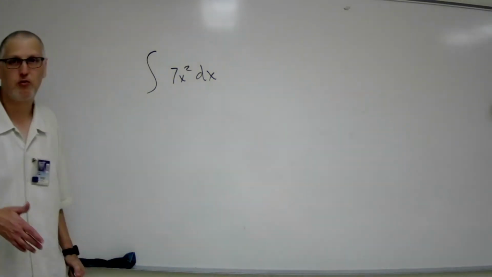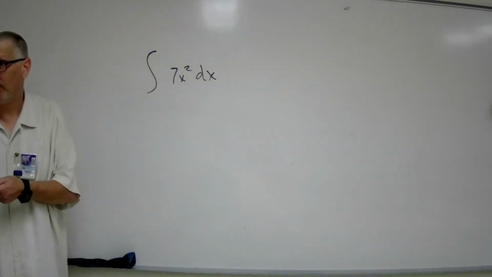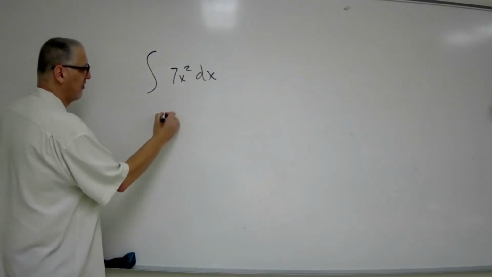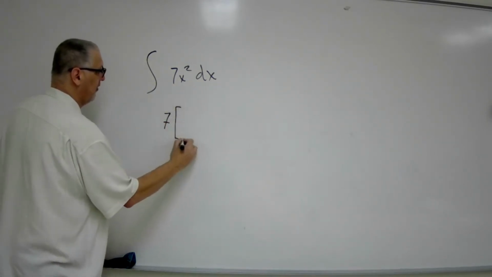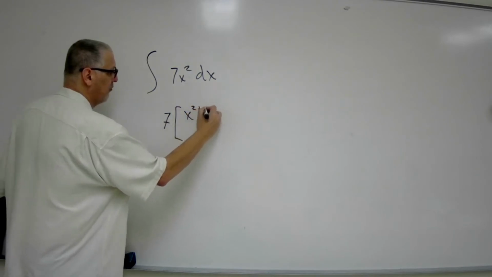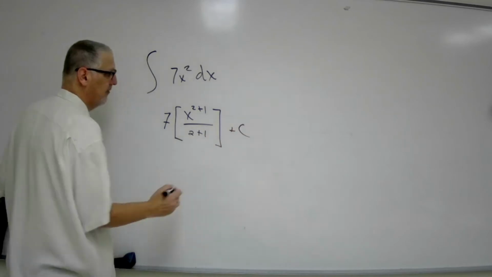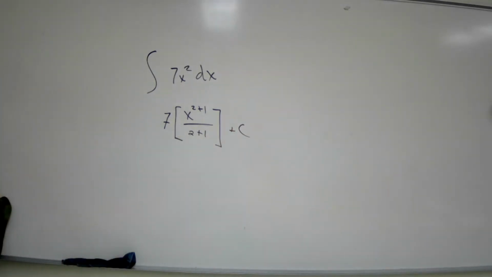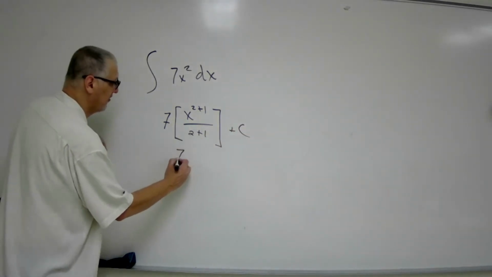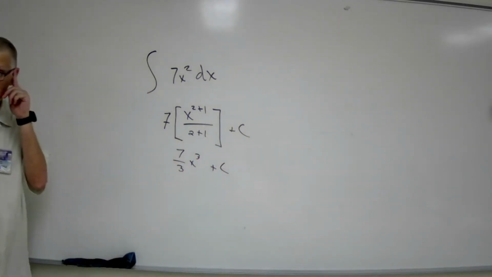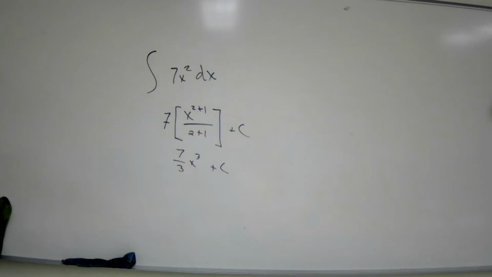Well, one question was, what's the proper way of actually writing and showing your work? The best way to do this is simply do 7 times x to the 2 plus 1 over 2 plus 1, plus C. And then from there, we simplify and we get 7/3 x cubed plus C. You could have the x cubed up top with the 7, it doesn't matter, as long as it's not the denominator.